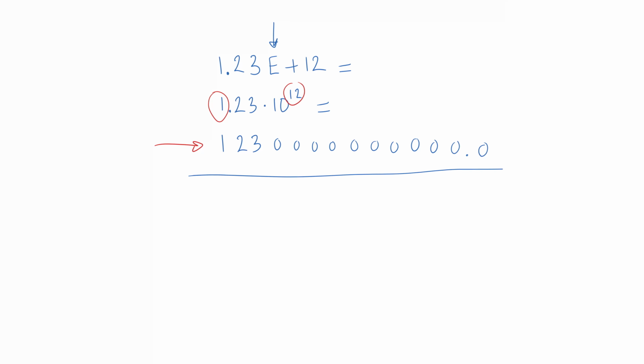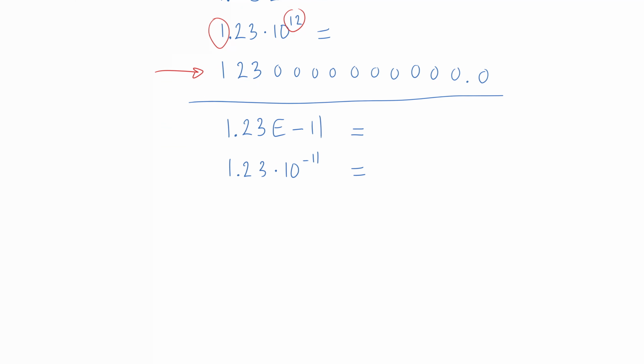Now in my second example, I had 1.23 capital E negative 11, which means 1.23 times 10 to the power negative 11. Now this time, because my exponent is a negative number, I don't move the decimal point to the right, but to the left. And what I get is this, 1, 2, 3, with a decimal point, and then I move it 11 places to the left.